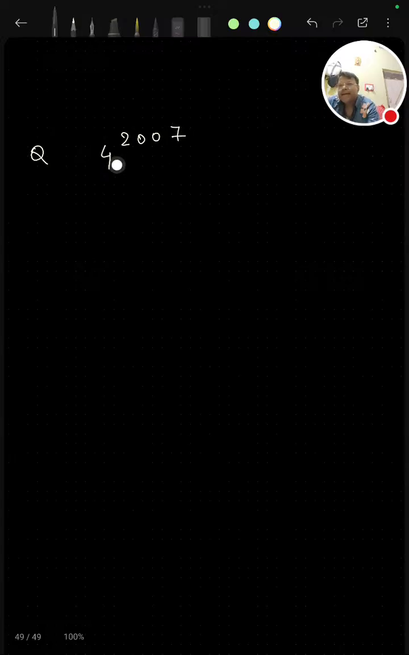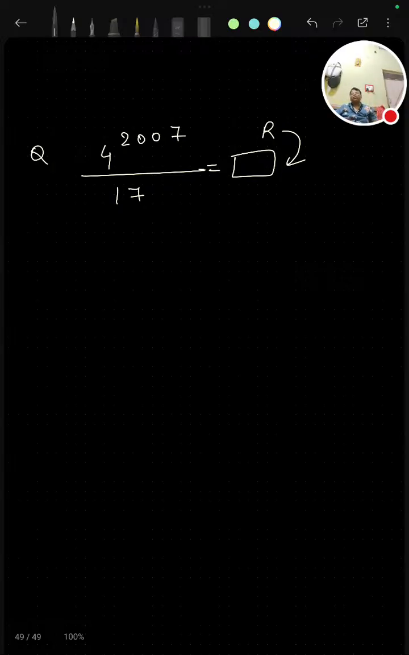Yes, now moving towards the next question. The question is 4 to the power 2007 divided by 17, what is the remainder? Can you solve it?